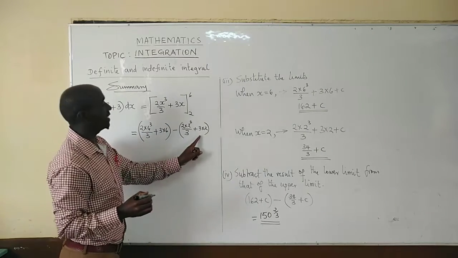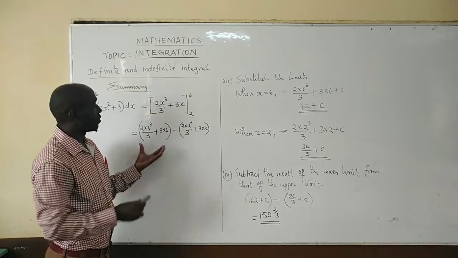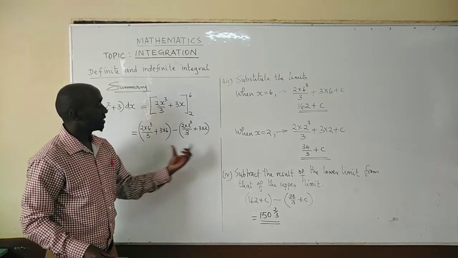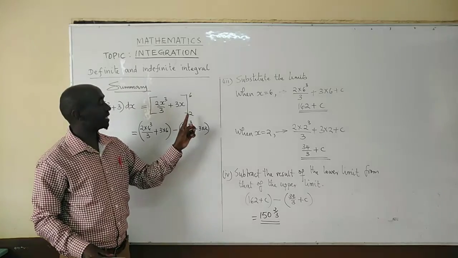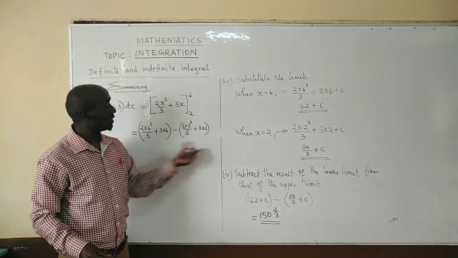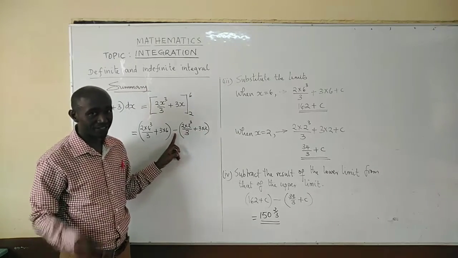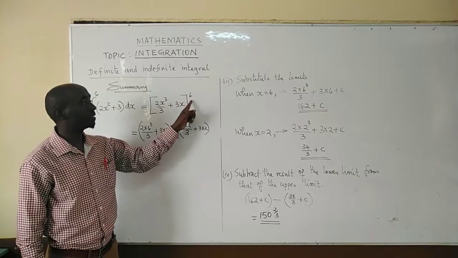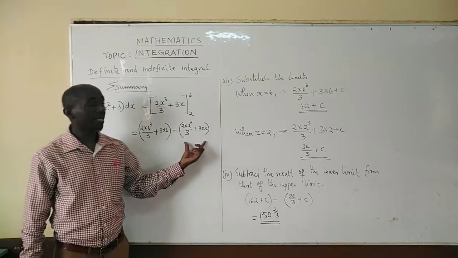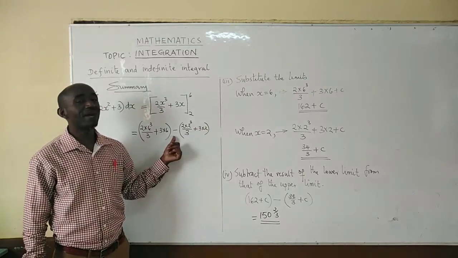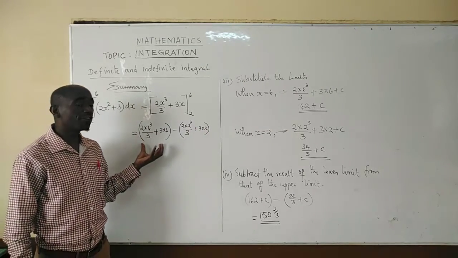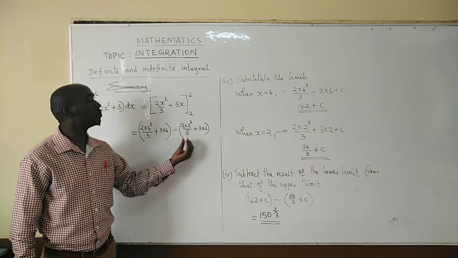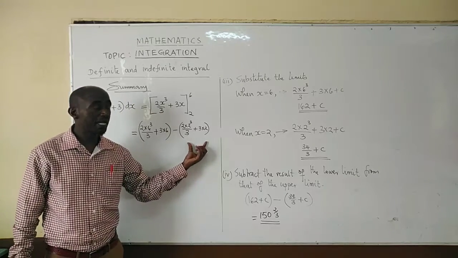We have inserted the upper limit in the first bracket. In the second bracket, we've inserted the lower limit. In between the two brackets, there is a minus. Don't forget that. The first bracket, upper limit. Then the second bracket, lower limit. Then there is a minus. You subtract the value you are going to get for the upper limit, minus the value you are going to get here for the lower limit.